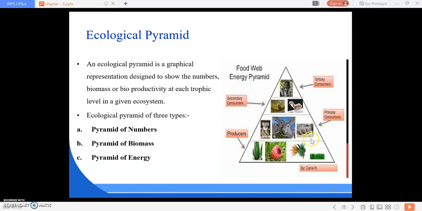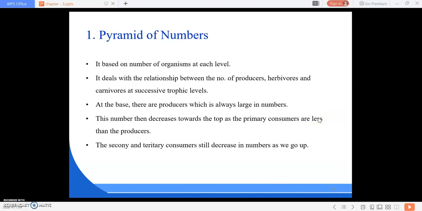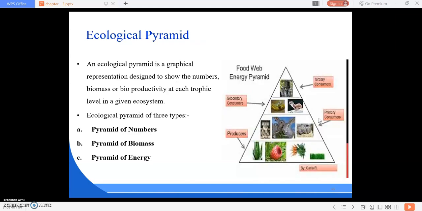This is our food web energy pyramid. There are producers, then the primary consumers, then the secondary consumers, and then the tertiary consumers. This is the first trophic level, this is the second, this is the third, and this is the fourth. These levels are also called the trophic levels. In the next class we are going to study the pyramid of numbers, pyramid of biomass, and pyramid of energy.